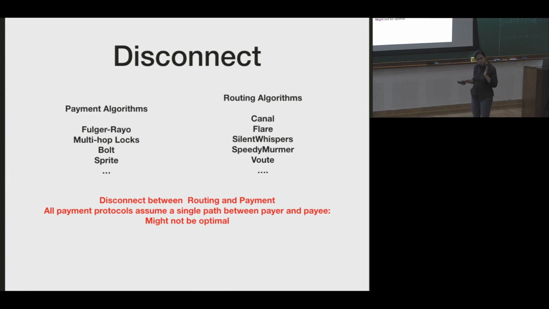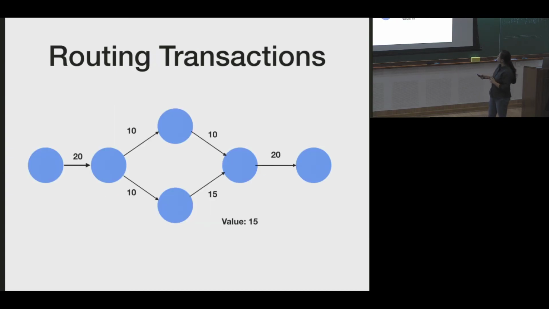That's not a very good thing, because that actually restricts the usability and the utility of the payment network itself. If I always restrict that there is a single path between one node and the other, I will not be able to reuse channels. I will not be able to optimally route payments.